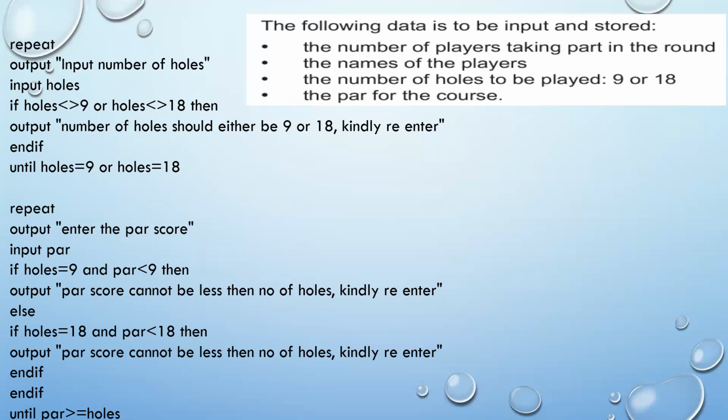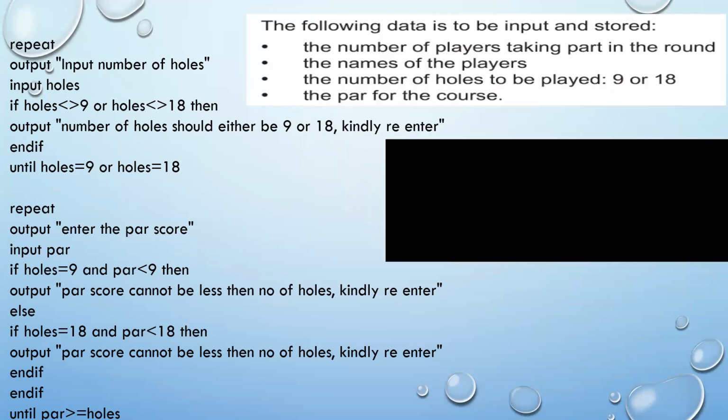So here also we can do a validation check where if it's a 9-hole game, so if holes is equal to 9, then your par score cannot be less than 9, because at least the player will take one shot to put the ball into the hole. So at least he will be taking one stroke. So if it's a 9-hole game, he'll be taking at least 9 strokes. So for a 9-hole game, the par score has to be a minimum of 9. That validation will check. And the same way, if it's an 18-hole game, then the par score would be 18. So again, the repeat until loop will take care that the input is valid.